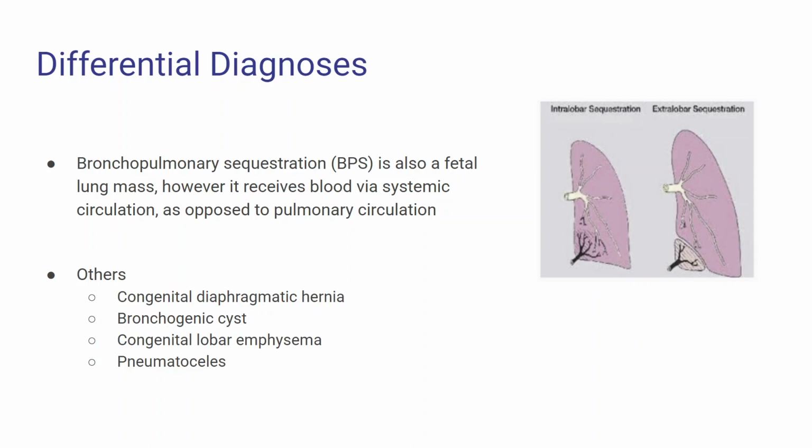Differential diagnosis. BPS or bronchopulmonary sequestration is the primary differential diagnosis. It's also a fetal lung mass, though it receives blood from systemic circulation as opposed to how CPAM receives pulmonary circulation. Other differential diagnoses include congenital diaphragmatic hernias, bronchogenic cysts, congenital lobar emphysema, and nematoceles.